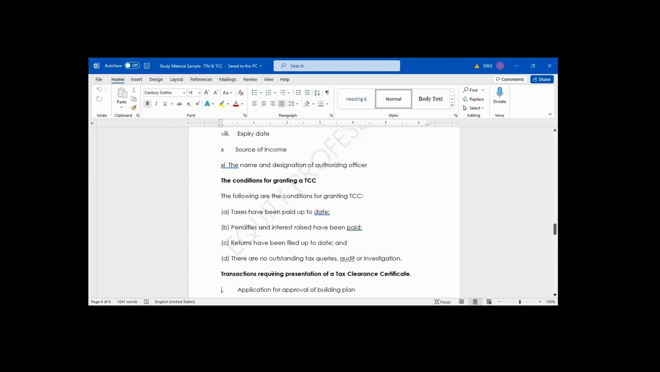That means the company does not have any outstanding return. They have filed their company income tax return. They have filed their personal value added tax return. They don't have any outstanding return.